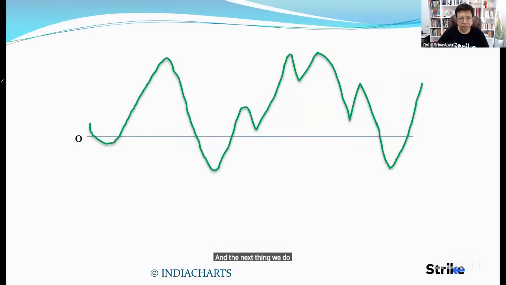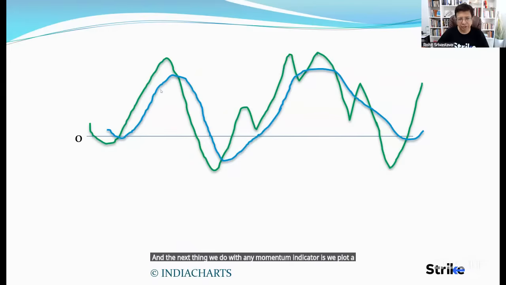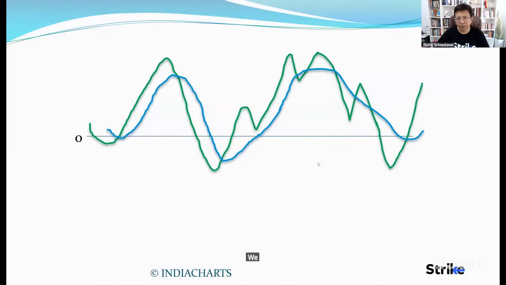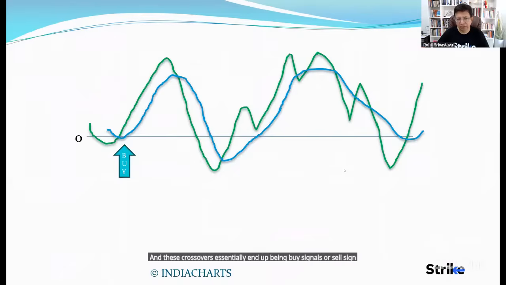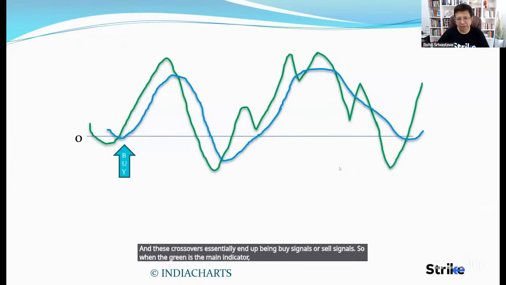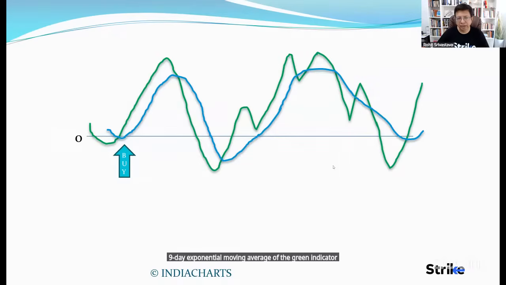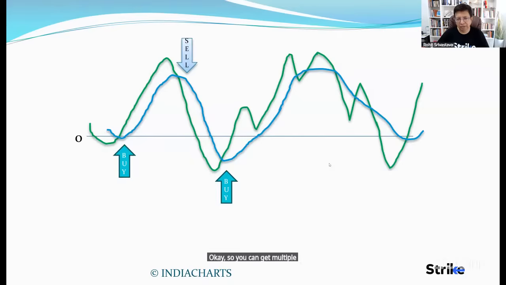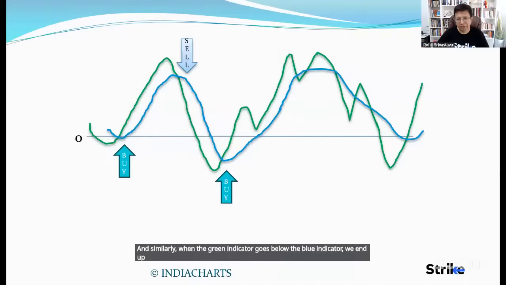And the next thing we do with any momentum indicator is we plot a moving average. Typically a 9 EMA is there on most indicators, whether it's MACD, ROC, RSI, whatever. We plot a 9 EMA to get crossovers, and these crossovers essentially end up being buy signals or sell signals. So when the green is the main indicator, blue in this case is the 9-day exponential moving average of the green indicator. And when the green indicator goes above its moving average, we call that a buy signal. So you can get multiple buy signals. Similarly, when the green indicator goes below the blue indicator, we get a sell signal. So we can get multiple buy and sell signals along the way.